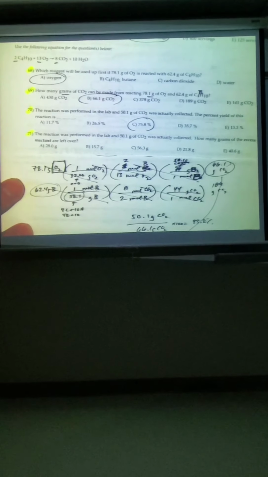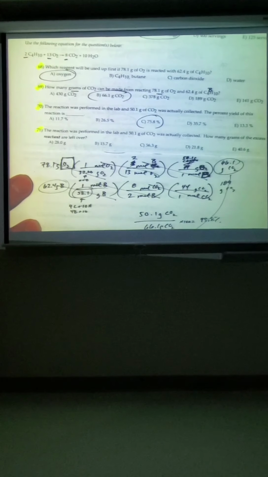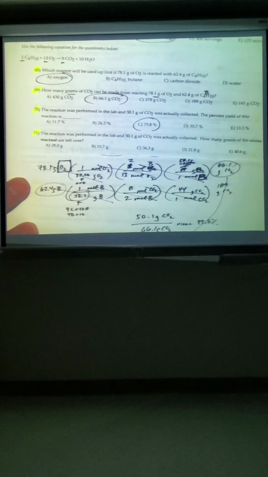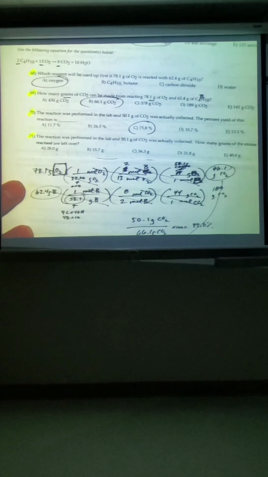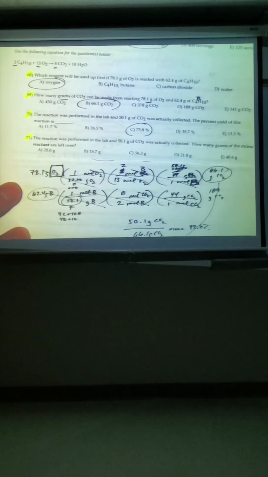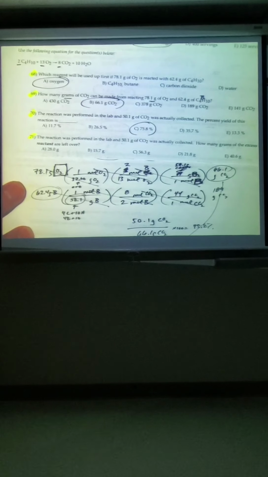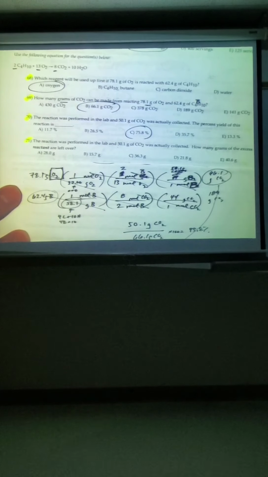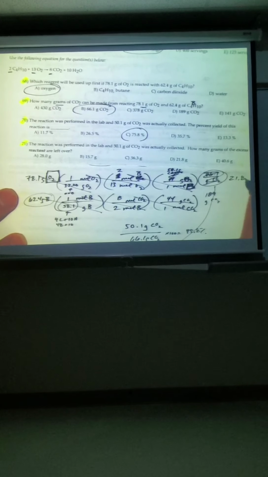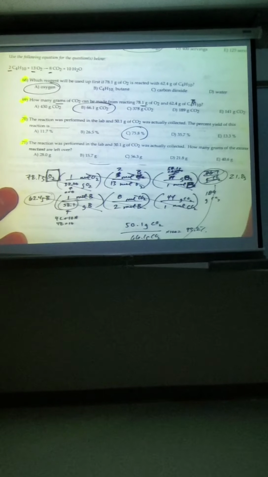Let's see how much that is. So 78.1. It's not the answer, but I think it is a choice. This is how much is used, not how much is left over. 78.1 divide 32. Times it now by 2 because we're doing butane, not oxygen, not carbon dioxide. 32 times 2, you got to divide by 13. We have multiplied by 58.1. 21.8. So 21.8 grams of butane is used up.